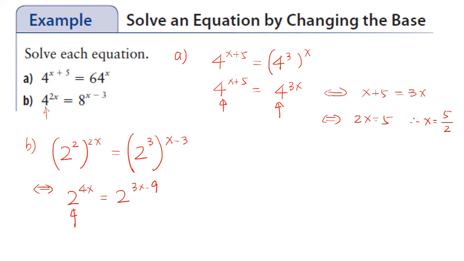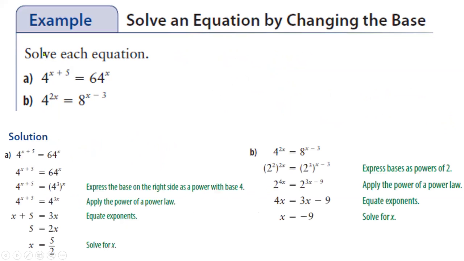So note here, the base numbers are the same now. In order to achieve equality on both sides, we must ensure that 4x equals 3x minus 9, right? And therefore, x can be solved to be minus 9, right? Okay, you can also check the complete solution on the lecture slides.